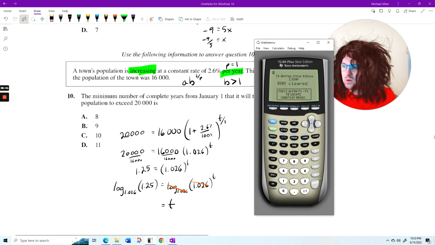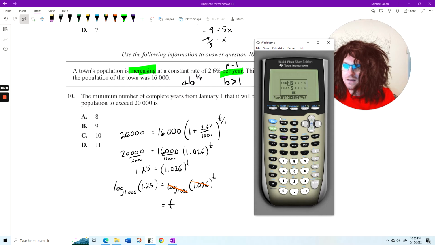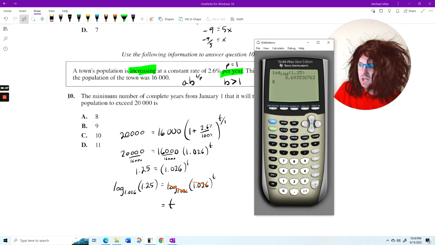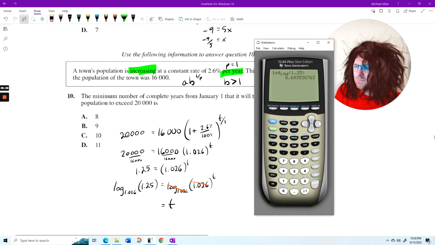Now, depending on how old your calculator is, you may not have the log base button. I don't think I have it here. Oh, I do right here, my log base button. But if you do, you could just type it in this way, and 1.25, so it's going to take me about, or to the nearest year? Yeah, to the nearest year, because if I do it 8, I'm not going to have enough money.